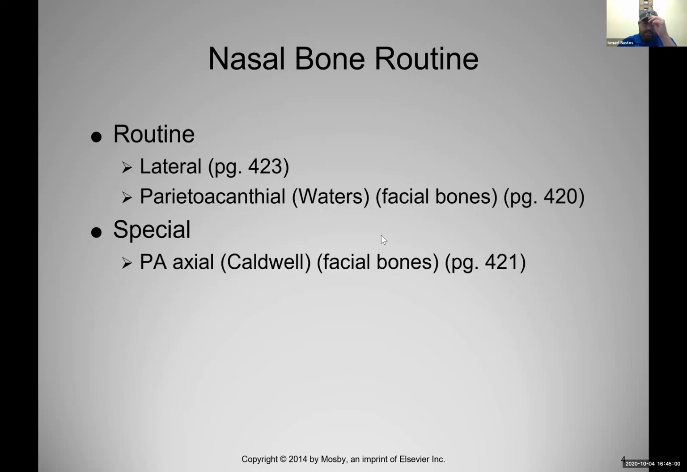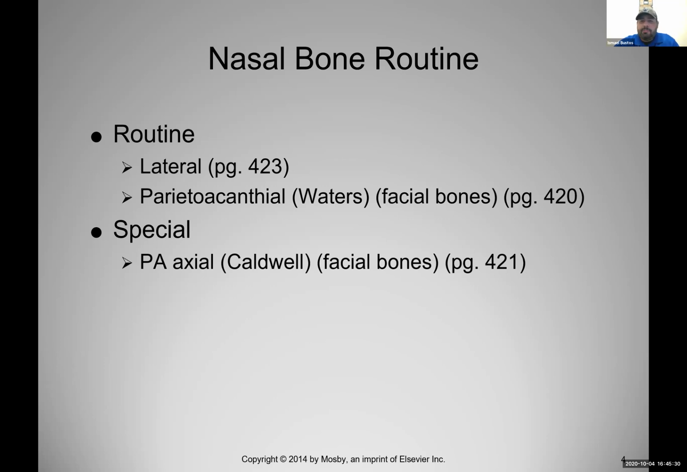So here's the routine for the nasal bone. You have a lateral, and that's the only one you're going to see for nasal bone in the book, on page 423, because they use the other projections from the facial bone series. The parietoacanthial Waters is from the facial bone series, on page 420. We are going to be using that projection quite a bit for a lot of the exams going forward. They're going to refer back to that parietoacanthial Waters of the facial bones on page 420 because it shows a lot of the facial bones in general.